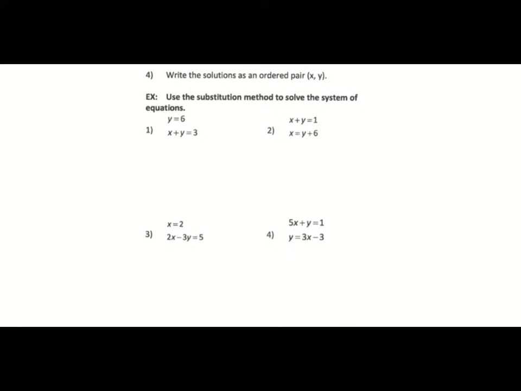If you look at number 1, first step, determine which equation is solved in terms of x or y. We have y equals 6 right here. We're going to take that y equals 6. This is already solved for a variable. And on the other side, we're going to substitute it into my other equation, x plus y equals 3. So now I can take that y equals 6, and instead of having a y over here, I'm going to plug in 6.